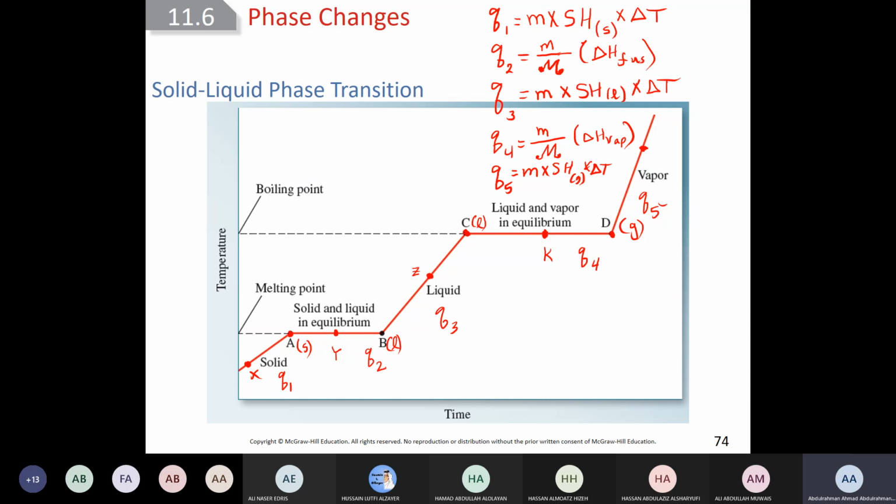Now, if you go from X, this is point X, to point, I'll call this one O. If you go from X to O, is this an exothermic or endothermic process? Endothermic, exactly. And so the Q must be what? Positive. But if you go from O to X? Exothermic. And Q should be actually negative. Is this clear?